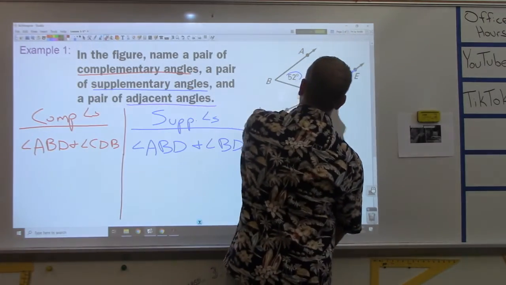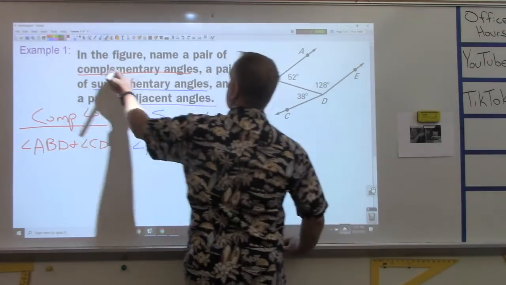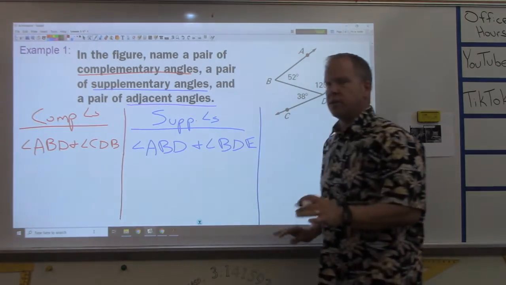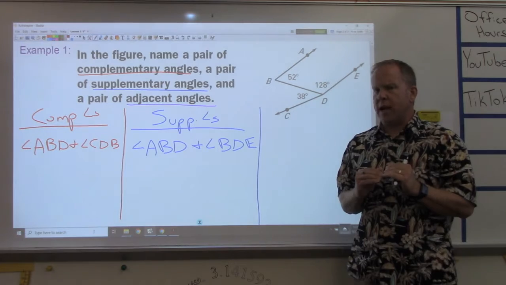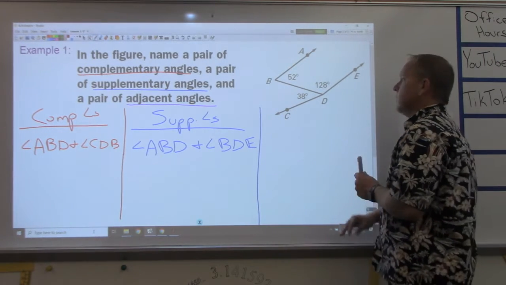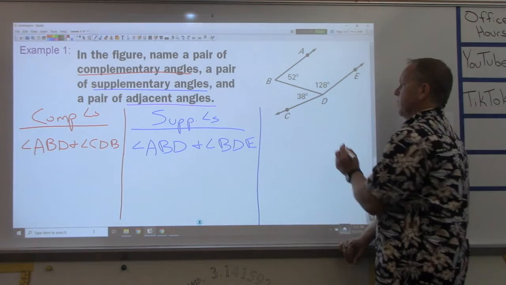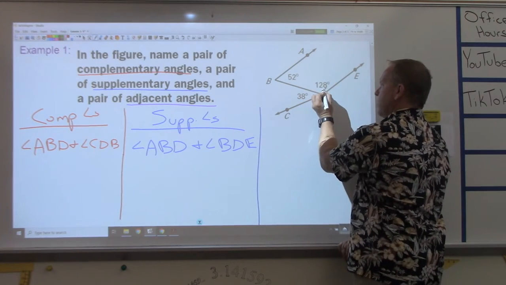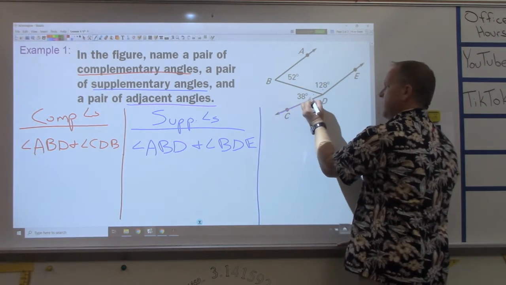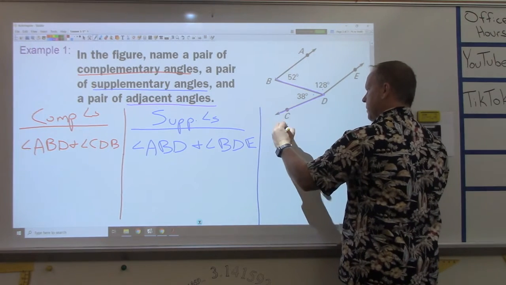Get rid of these. And now we're going to look for adjacent angles. Now adjacent angles, there's nothing special about their measurements. They're just 2 angles that are sitting right next to each other, hanging out, all right? They're just chilling. So, do I have a pair of angles right next to each other? Yeah, the 38 is right next to the 128. So name those.